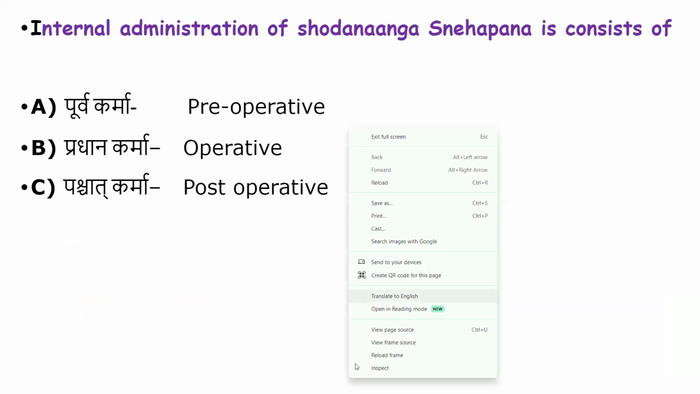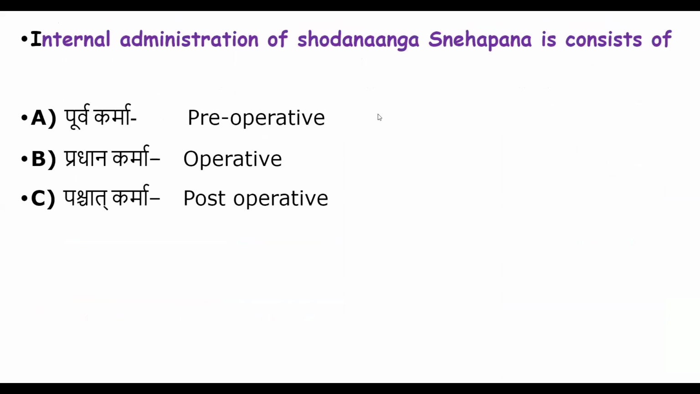Now, next is how we should administer this. Before that, basically, the clear-cut evidence of Arohana Snehapana is mentioned by Kalyana Karaka. It is a 17th century book, where Kalyana Karaka is the first person to explain this Arohana Snehana Karma, Arohana Shodhananga Snehapana.